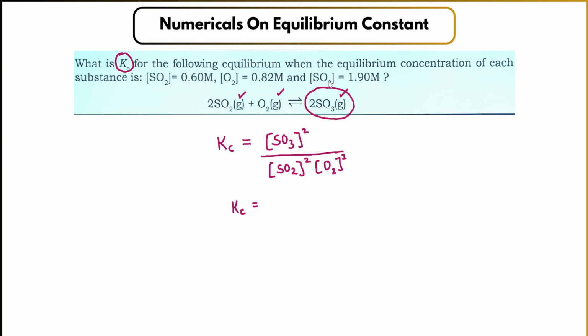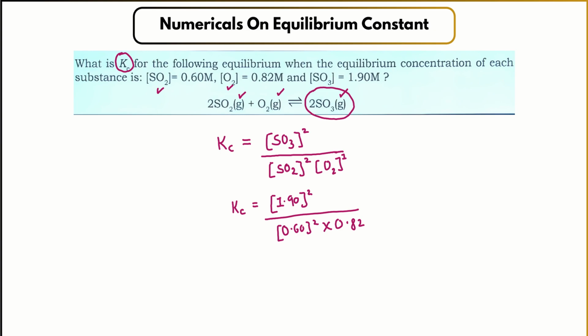Is value of SO3 given? Yes, value of SO3 is given. So we will write down 1.90 raised to the power 2, okay. Is value of SO2 given? Yes, value of SO2 is also given. 0.60, okay, raised to the power 2 multiplied by, is value of O2 given? Yes, value of O2 is also given. 0.82, okay. This M indicates molarity or simply moles.